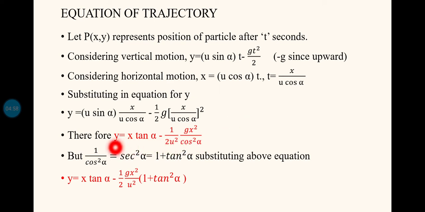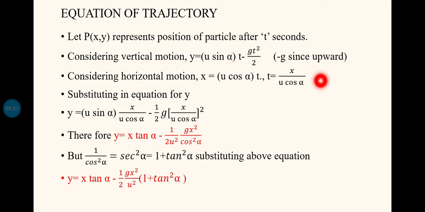Either you can directly use this equation, or this equation can be further simplified as we know 1 by cos square alpha is equal to sec square alpha, that's equal to 1 plus tan square alpha. Therefore instead of 1 by cos square alpha, we will substitute 1 plus tan square alpha. Therefore the equation becomes y is equal to x tan alpha minus half into g x square by u square into 1 plus tan square alpha. So either of these two equations can be used as an equation of trajectory.